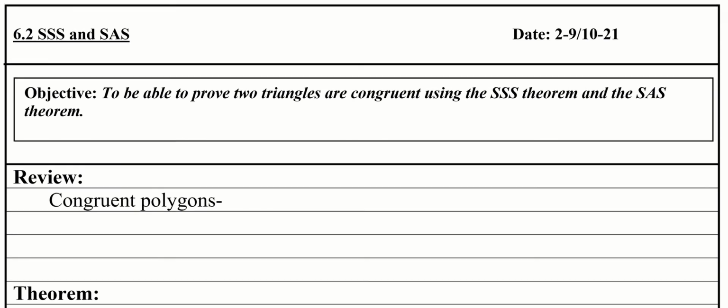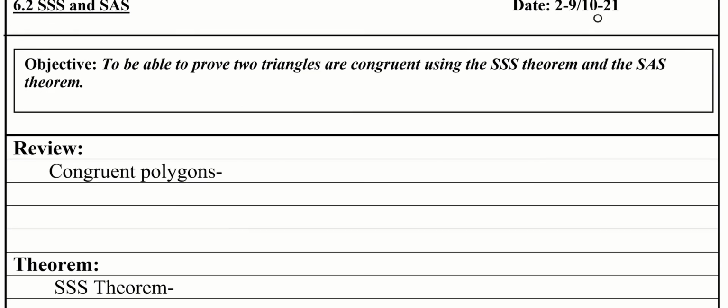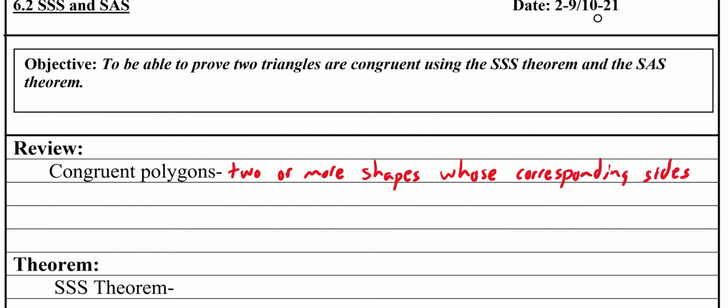What does it mean for two shapes or two polygons to be congruent? Okay, so congruent polygons are this, like we said last time. They are two or more shapes whose corresponding sides and corresponding angles are all congruent to each other.